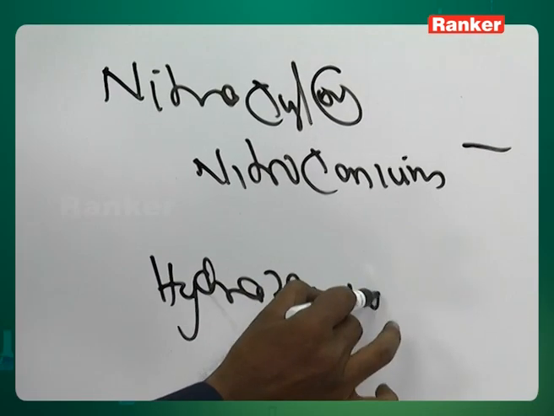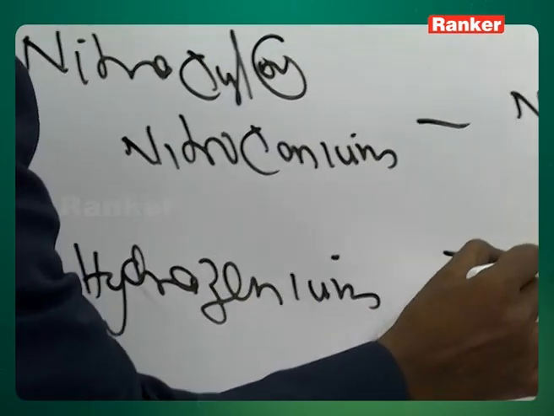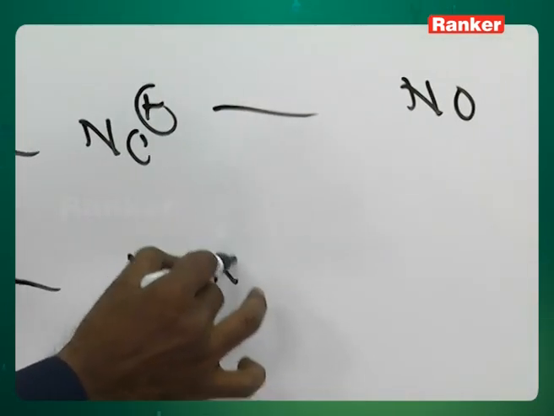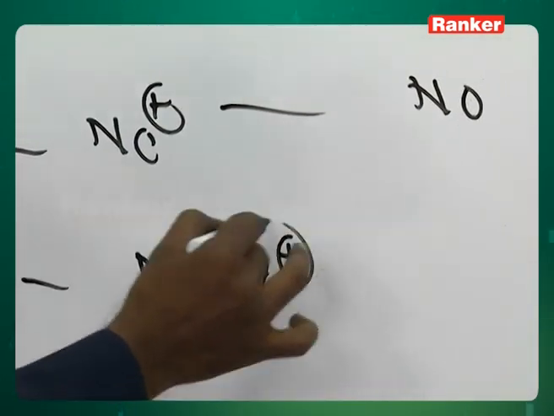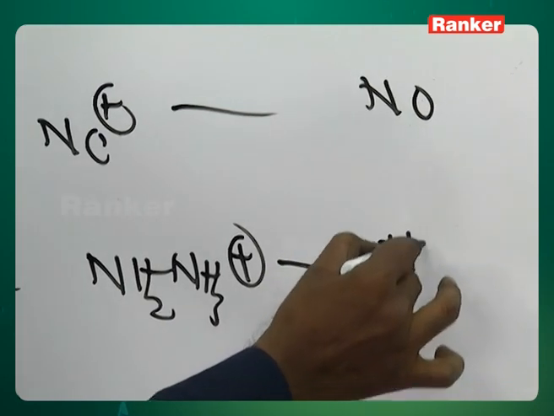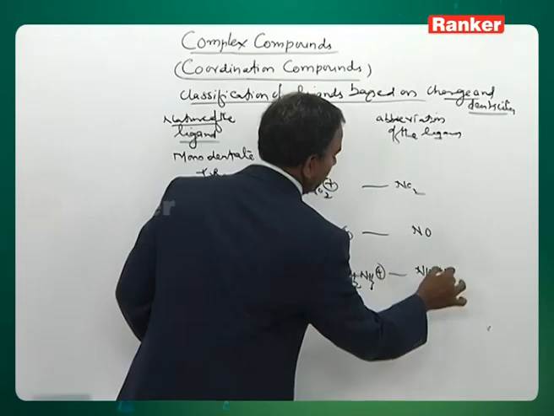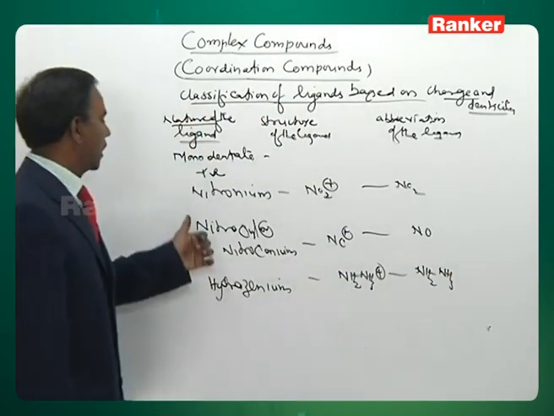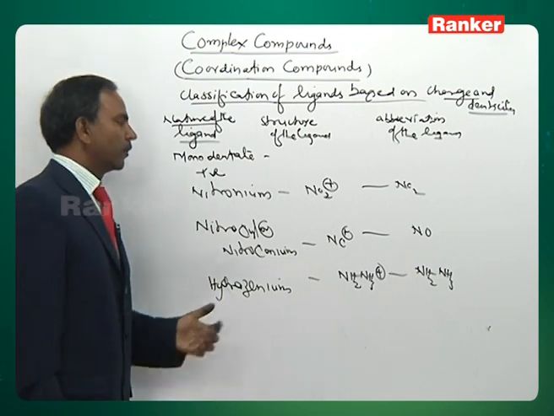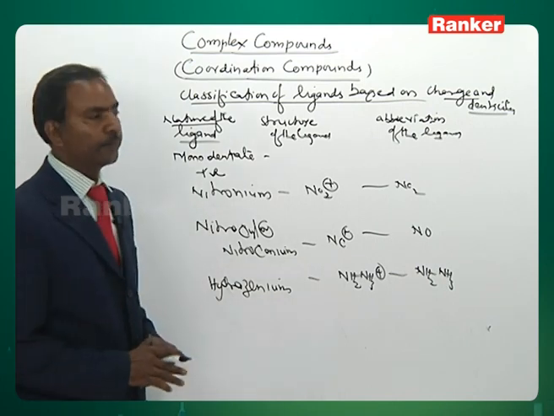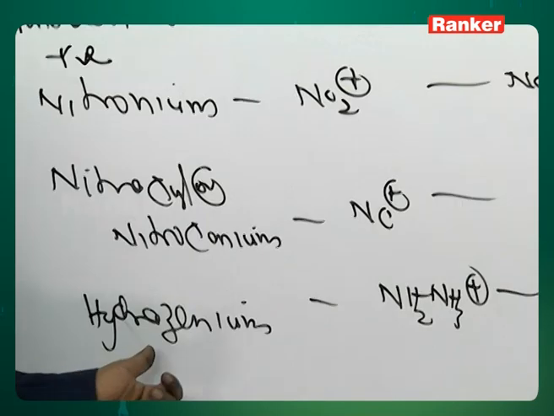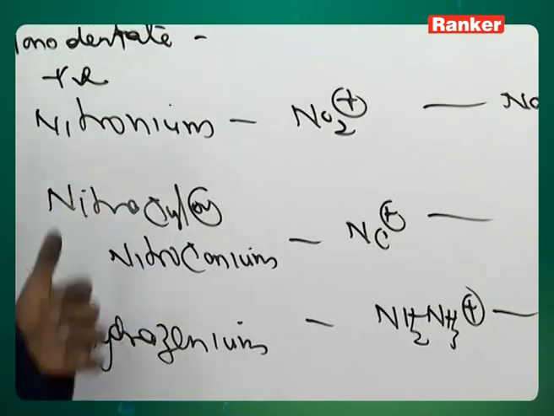Hydrazinium, this is NH2NH3+. It is represented as NH2NH3+. So these are the monodentate positive ligands. Some are monodentate negative, which I have given, and a few monodentate neutral. These are monodentate positive.